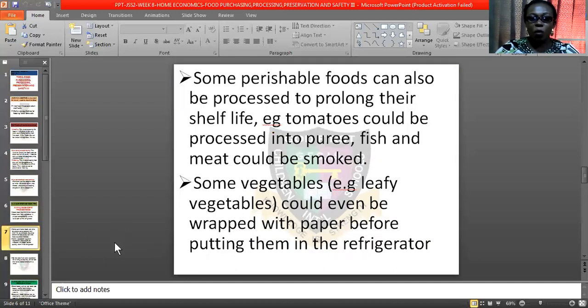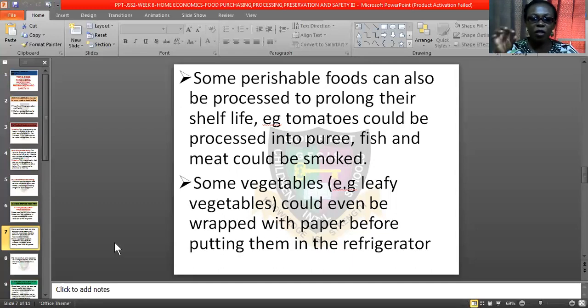Let us look at other ones. Some perishable foods can also be processed to prolong their shelf life. Like tomato can be processed into puree. Fish and meat could also be what? Smoked. If you don't want to put it inside the refrigerator, you can smoke it, which I've said before. Now, to that tomato, you can blend it. After blending it, you cook it, dry the water, put it in a container and put it in the freezer. Is that taken? All right, you can do that.